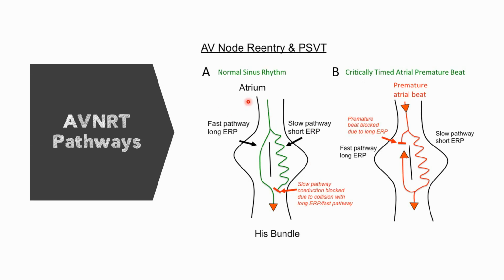So there are some different pathways. This is a reentrant pathway. And in patients with SVT, they have 2 different pathways. They have a fast pathway. So the impulse comes down from the SA node, from the atria, and it doesn't usually go down both pathways, or it only goes down one pathway because the other pathway is refractory, right?